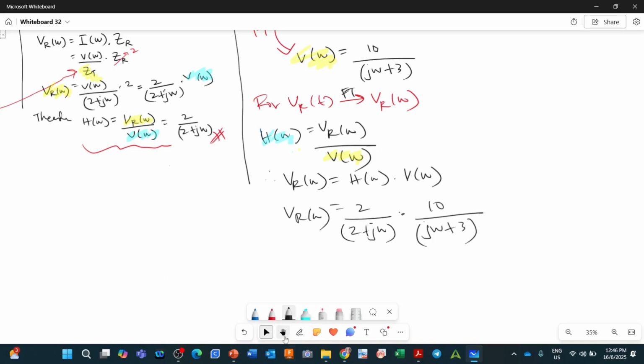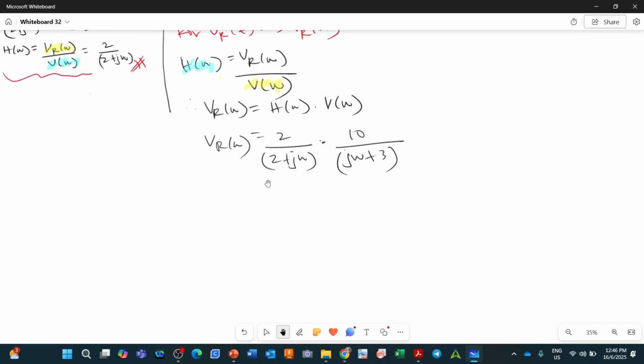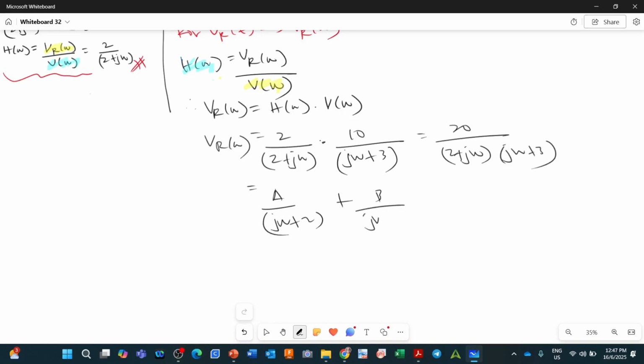Since they ask you to find VR in the time domain, what do you do? Use partial fraction. So try to get the values. You get 20 over (2 plus J omega)(J omega plus 3), equals A over J omega plus 2 plus B over J omega plus 3. So what is A? What is B?